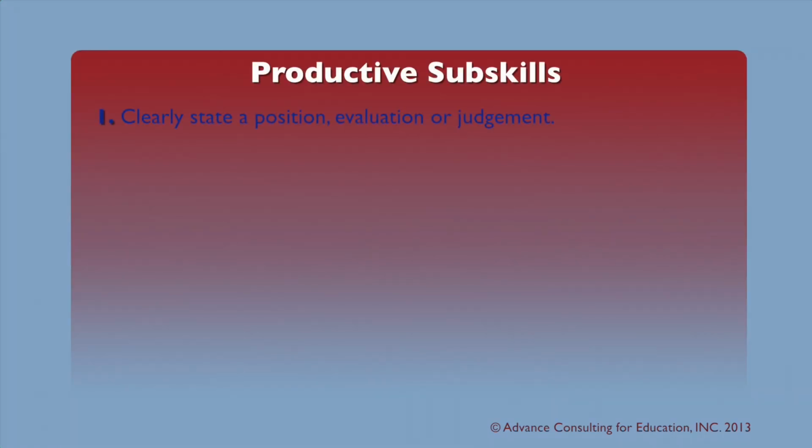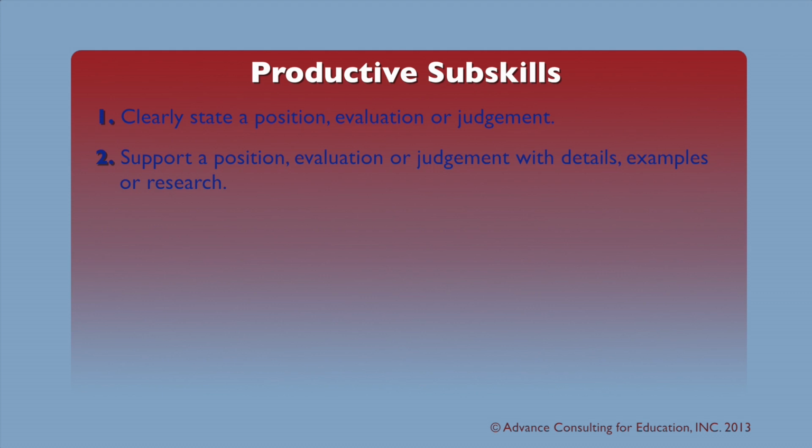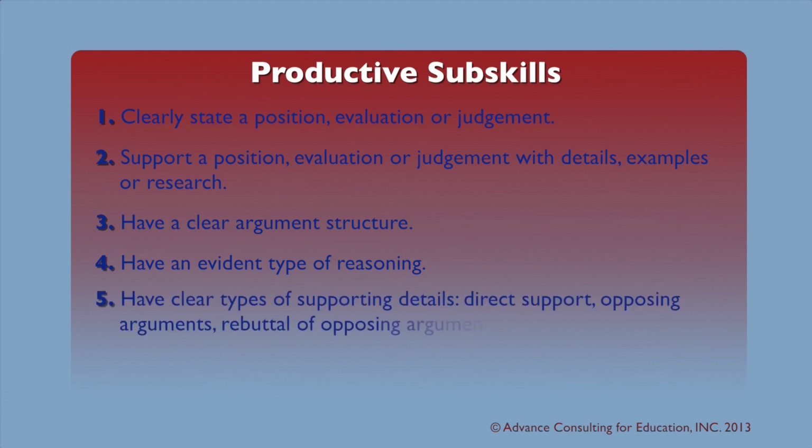Clearly state a position, evaluation, or judgment. Support a position, evaluation, or judgment with details, examples, or research. Have a clear argument structure. Have an evident type of reasoning. Have clear types of supporting details, so direct support, opposing arguments, rebuttal of opposing arguments.